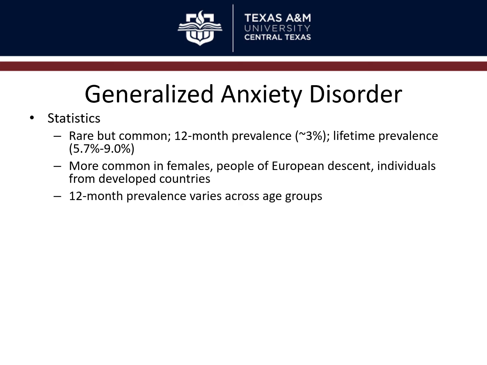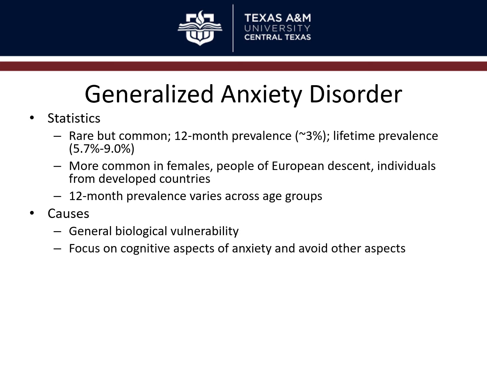The 12-month prevalence rates vary across age groups. In terms of causes, again, there's probably a general biological vulnerability. There's not a predisposition to the disorder itself, but there probably is some sort of genetic, neurological predisposition, a vulnerability to being anxious, being tense. Also, there's this tendency in these people to focus on the cognitive aspects of anxiety and avoid the other aspects. And that may be a learned thing, that may be a personality trait, right?